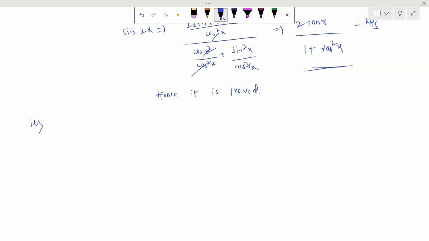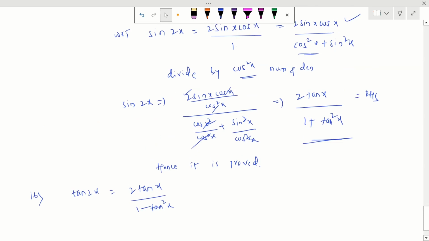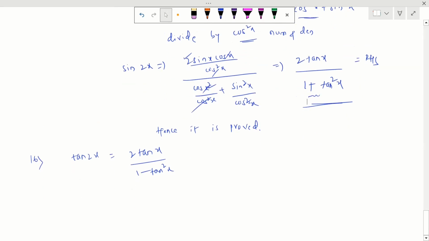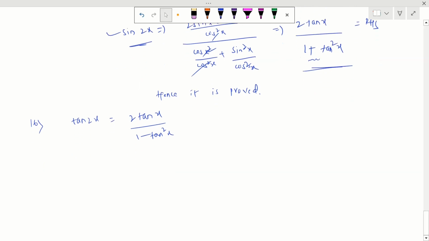Now come to the 16th expression, which is tan 2x. Tan 2x is equal to 2 tan x divided by 1 minus tan square x. In the previous example it was 1 plus tan square x, for sin 2x. Here we need to prove that tan 2x is 2 tan x divided by 1 minus tan square x.